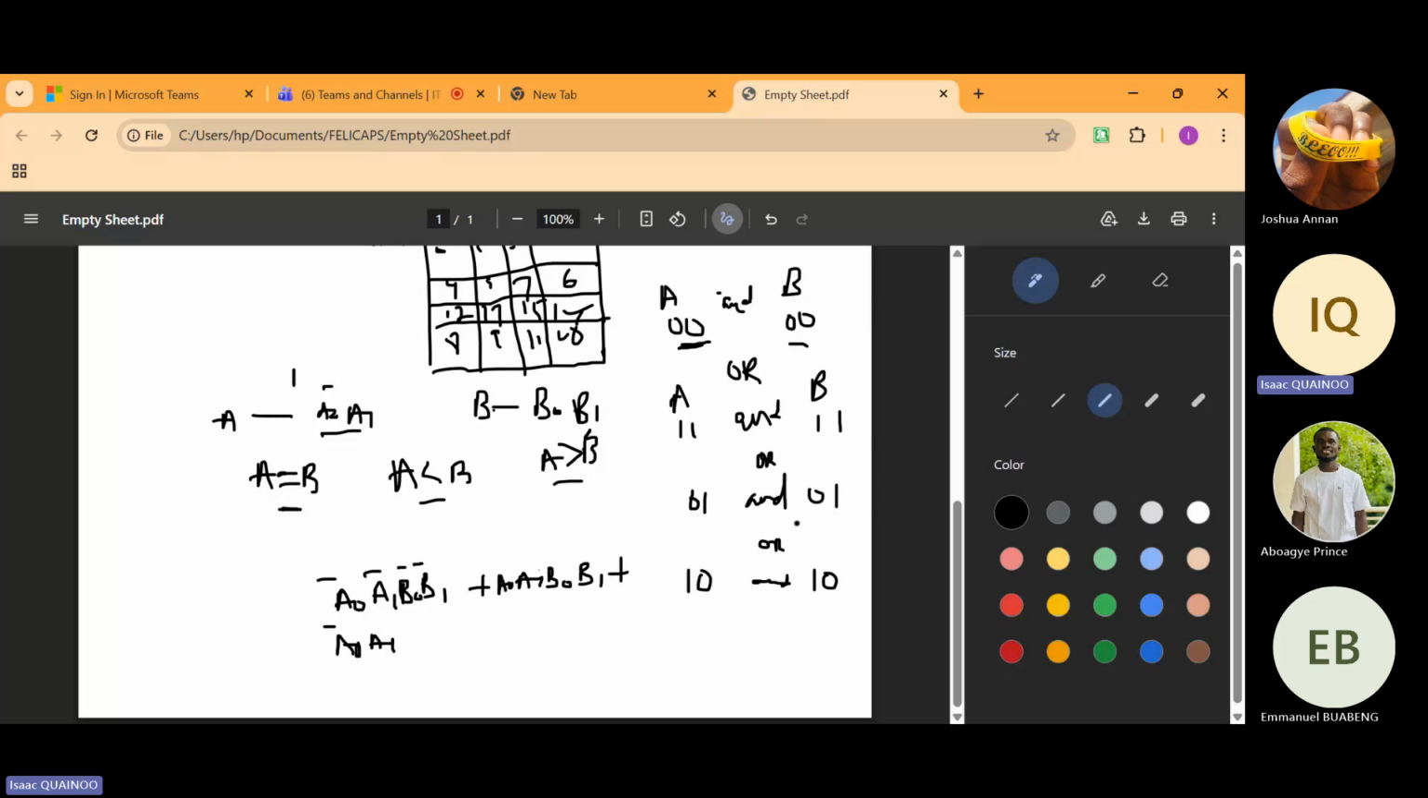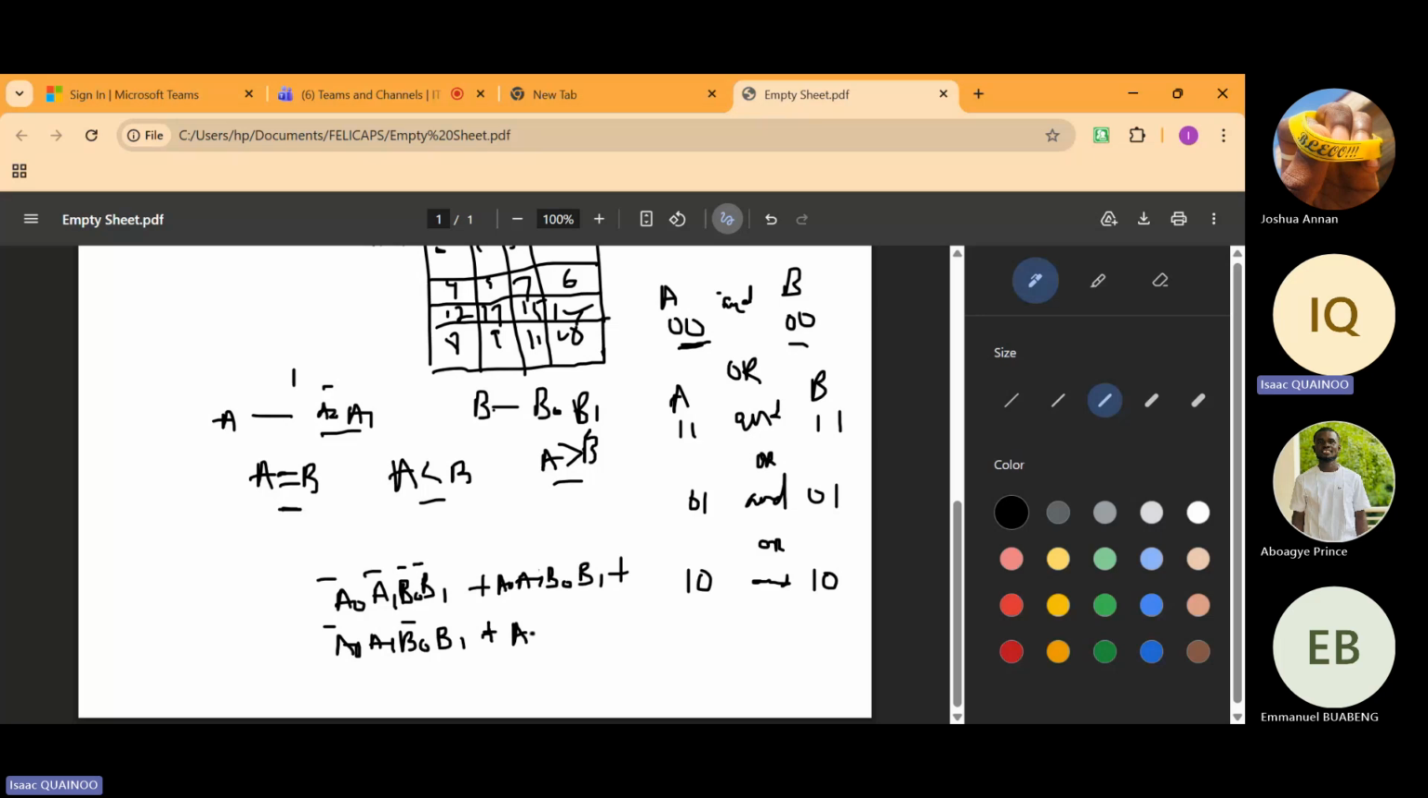And then for B, we are going to have what? B0 prime, B1. So B0 prime and then B1. Then we have plus, then the last combination. And then we are going to make an interesting reduction after this. So the last combination: A0, A1 prime. Then B0, B1.